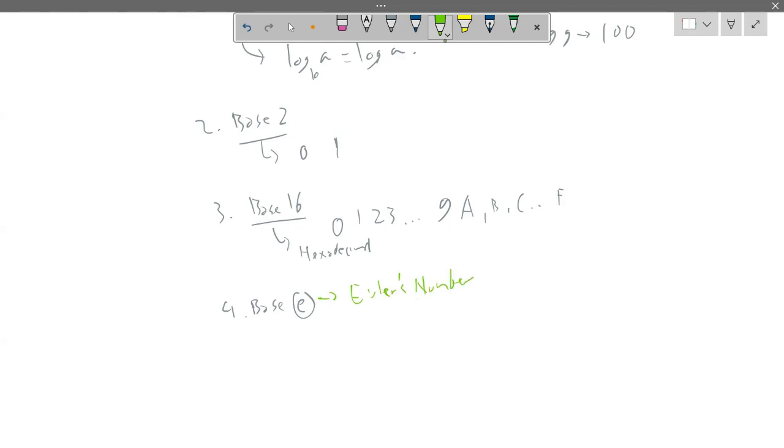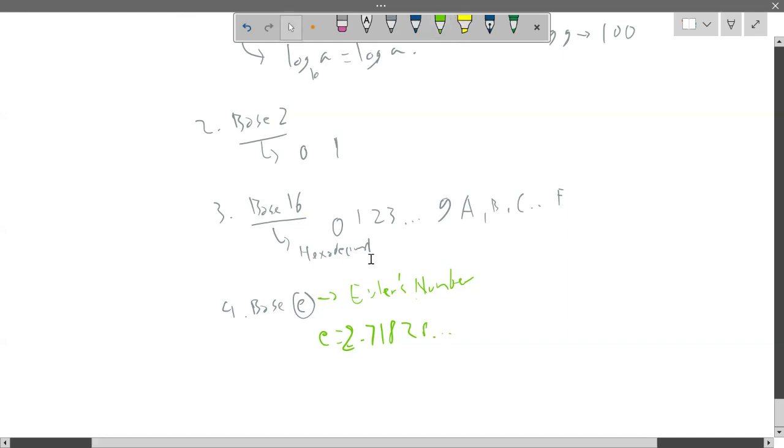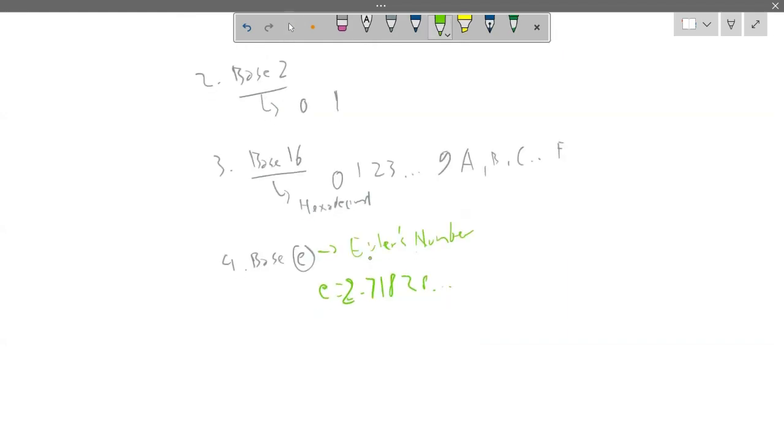And it has a value of 2.718. I think those are the first 3 decimals of E. 2.71828, and so on. So this number is kind of like pi. It shows up everywhere. Both pi and E show up everywhere. Both are also irrational numbers, meaning the decimal representation doesn't terminate or repeat.